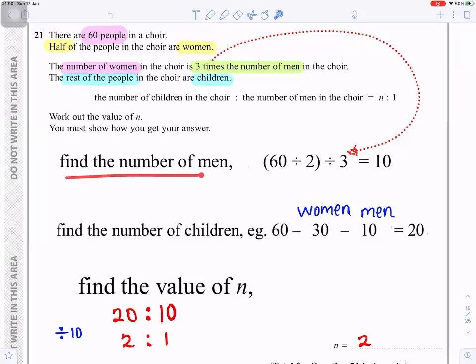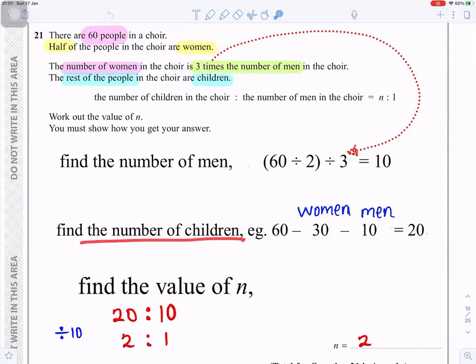We want to find the number of men. So there are 60 people. Since half of the people are women, we do 60 divided by 2, it gives you 30. So 30 would be men and children. But it says the number of women is 3 times the number of men. So we do 30 divided by 3, it gives you 10. So there are 10 men.